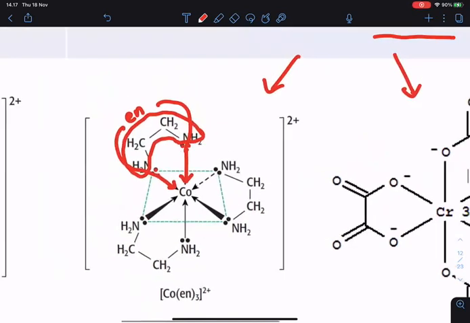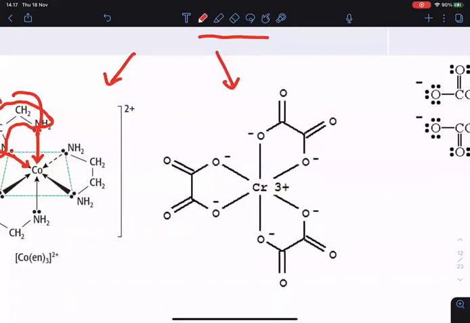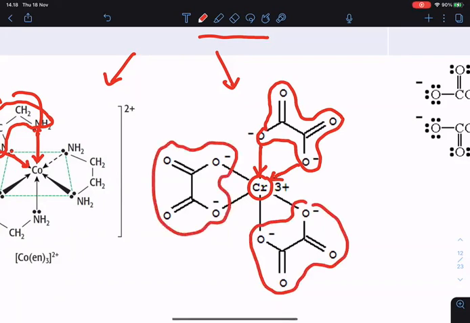Another type is going to be this one, ethanedioate ion. They have actually simplified it. So you can see here, this is going to be the central ion, and this is going to be the molecule itself, and it is forming the coordinate bonding. So each one molecule is forming 2. You can see there are a total of 3 ligands here, and each of them forms 2.